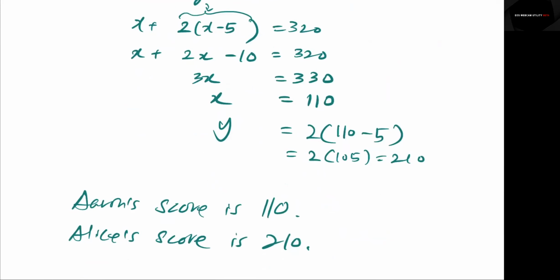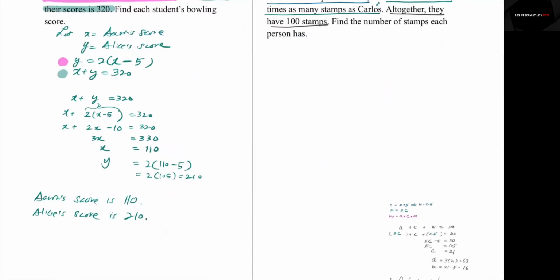So Aaron's bowling score is 110. Sounds like about my score. And Alice's score is 210. That's an excellent score, by the way. Anyways, that's how we did that in period 4.